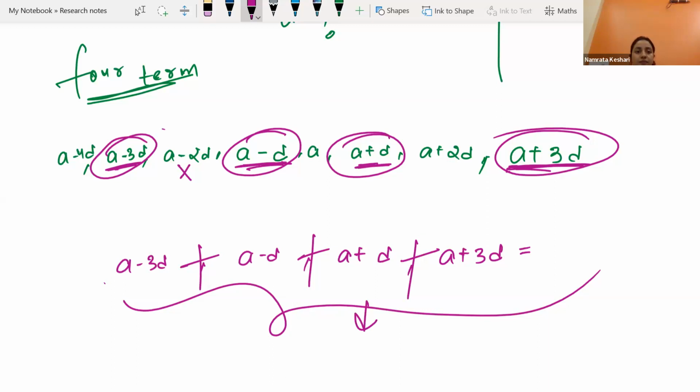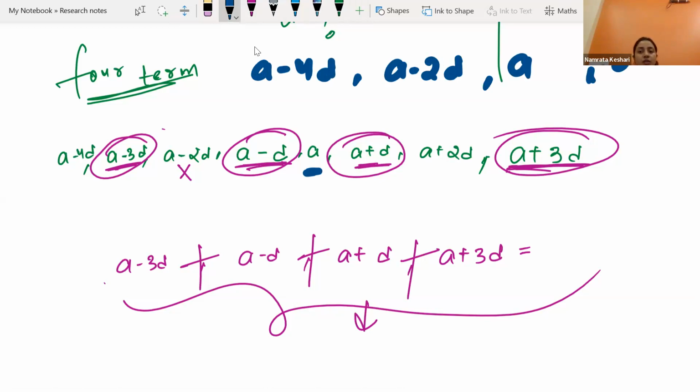Okay. Suppose you want to take a minus 4d. Okay, suppose you don't want to take this one, you want to create something by yourself. Okay, let's try checking whether it is helping us or not. Four term hi na lena hai hame, to hum kyun a minus 3d se le, hum to a minus 4d se bhi le sakte the na. Okay, then a minus 2d, right, then a, and then a plus 2d.